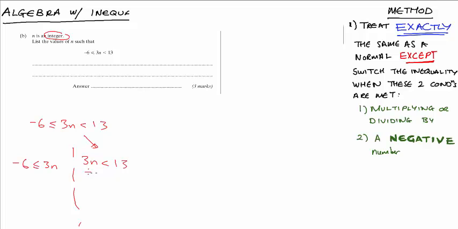With this one, you just divide by 3. So that gives you n less than 4.25. And this one, you also divide by 3. So it'll be minus 2 is less than or equal to n. That's the same as saying n is greater than or equal to minus 2. Now think of this on a number line.